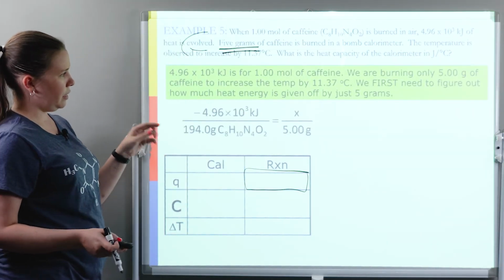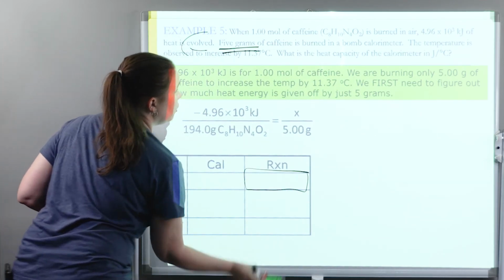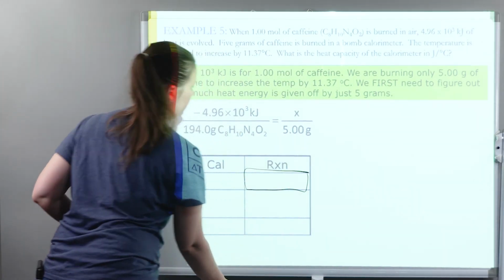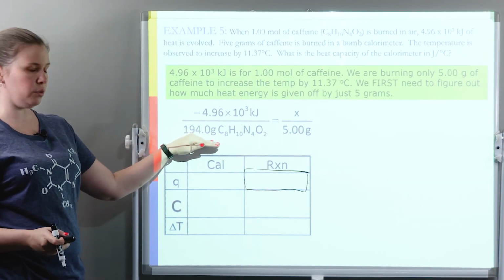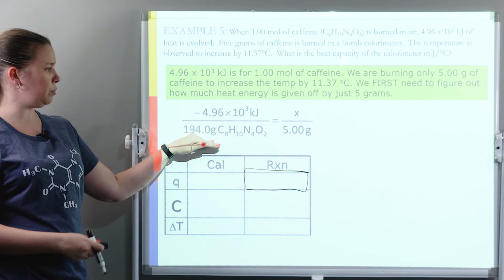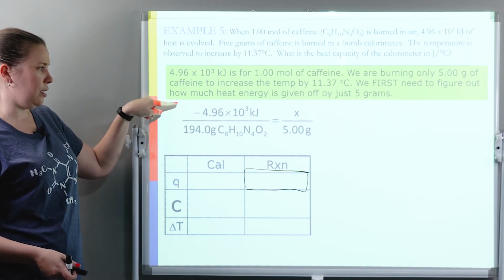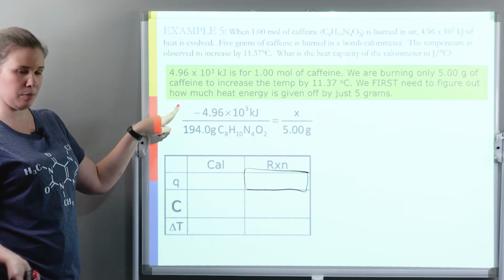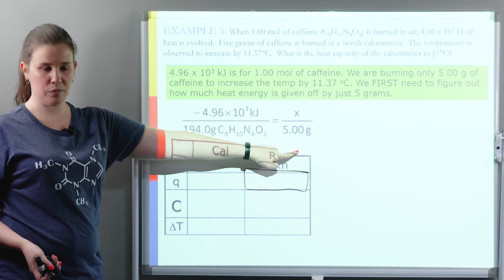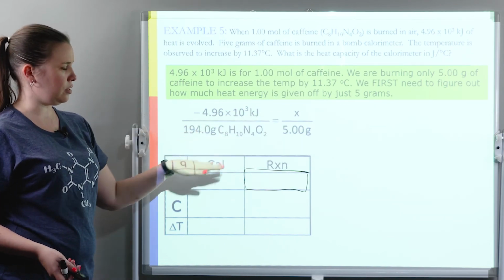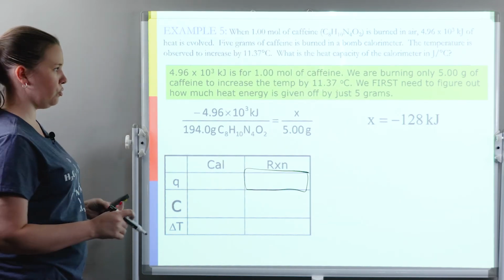So the easiest thing I think would be to use the molar mass of the caffeine, since I know 1 mole is equal to the molar mass, and plug that in as grams. So 194 is the molar mass, so 1 mole would be equal to 194 grams of the caffeine, proportional to a negative 4.96 times 10 to the 3rd kilojoules. So now I want to know how much energy for the 5 grams. So now we're just going to crisscross and solve for x, and we get negative 128 kilojoules.